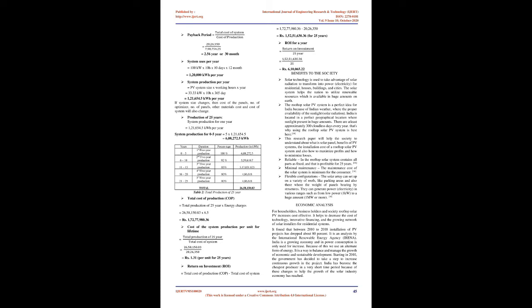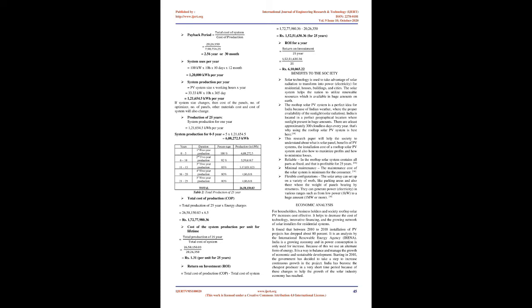Education. This research paper will help society to understand what a solar panel is, the benefits of PV systems, the installation cost of a rooftop solar PV system, and also how to maximize profits and minimize losses. Reliable. The rooftop solar system contains all parts fixed, and it is profitable for 25 years. Minimal maintenance. The maintenance cost of the solar system is minimum for the consumer.